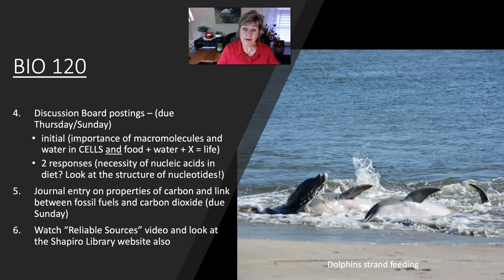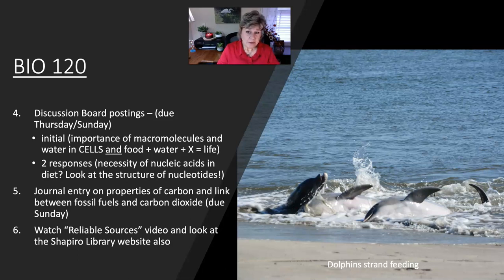Aren't they important? They're absolutely, tremendously important. It's really important to look at the structure of a nucleotide, which is the building block of nucleic acids, to figure out why that might not be on a food label. It's all in the structure, okay? Then you're going to do a journal entry. Remember, this is an essay on the properties of carbon. Yep, go back to that, the picture of that atom of carbon. The properties of carbon and why it's essential to life.